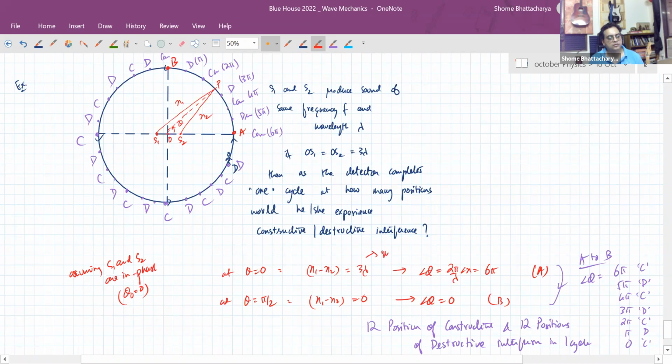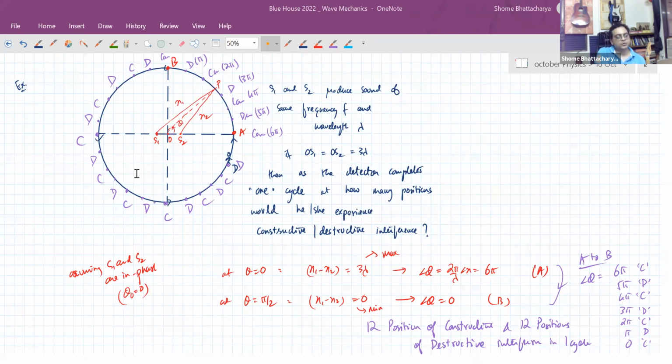And theta equal to pi by 2 corresponds to the point B, where the path difference is minimum. So every time you go from this kind of position, even in the second quadrant, as you go from pi by 2 to pi, now your path difference is increasing from 0 to 3 lambda, like that.